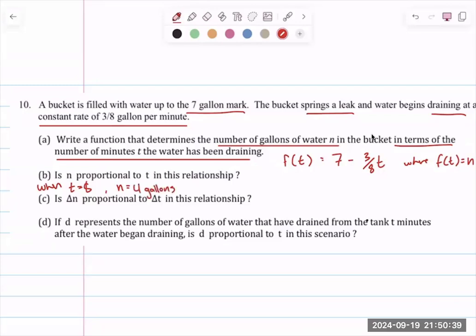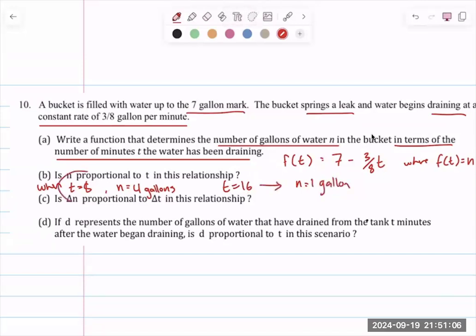Okay, but if they're proportional, that means when t equals 16, which is twice as much time, I should have half as much, right? Then that means that I should have n equals 8 gallons of water. Is that true? Do I suddenly have more gallons of water than I started out with? No, absolutely not. I actually have even less. I have 1 gallon of water left.